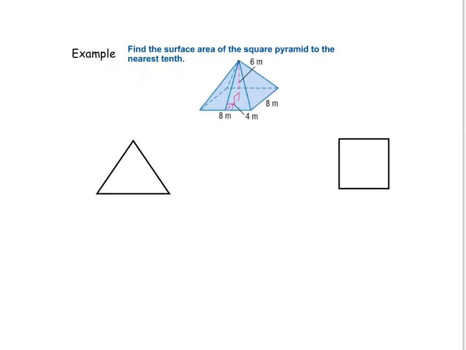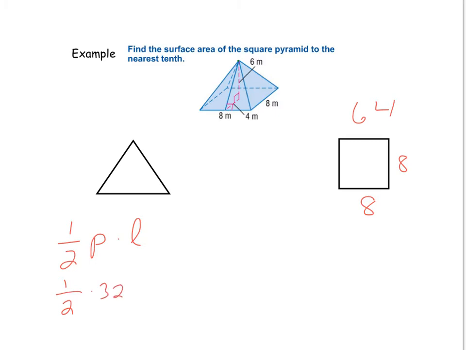Let's try one. Find the surface area of the square pyramid below to the nearest tenth. Well, we know that the base is 8 by 8, so we'll write that in right now, which of course is 64. And now the perimeter of my base is going to be, don't tell me, 8 times 4 is 32, so I'm going to do 1/2 the perimeter of my base times the slant height. Well, 1/2 times my perimeter, which was 32, and now my slant height.